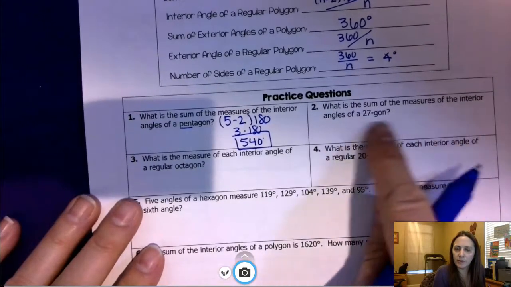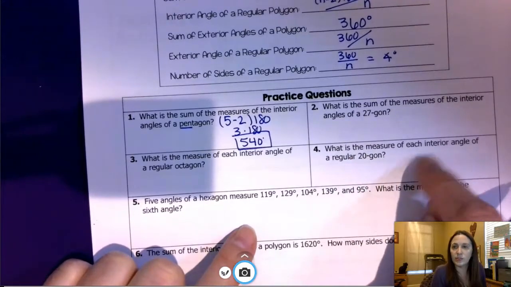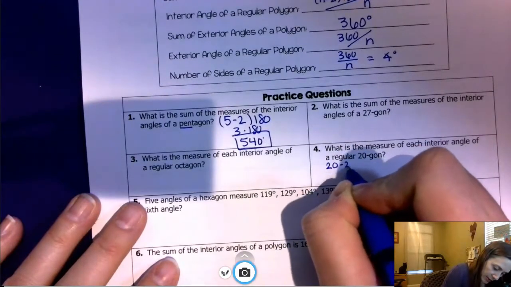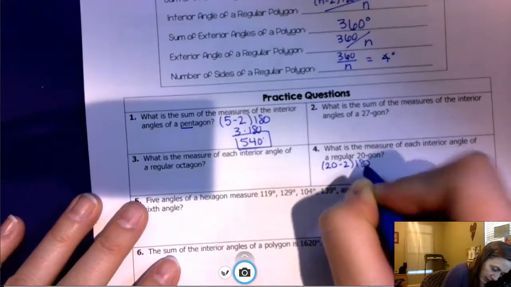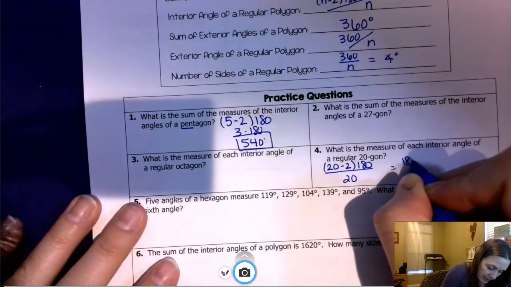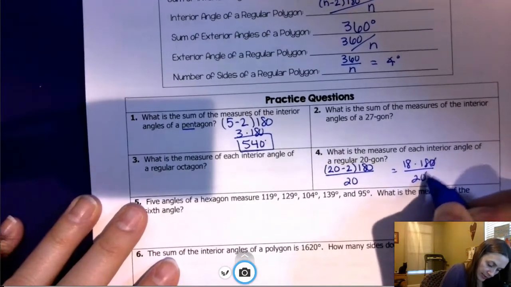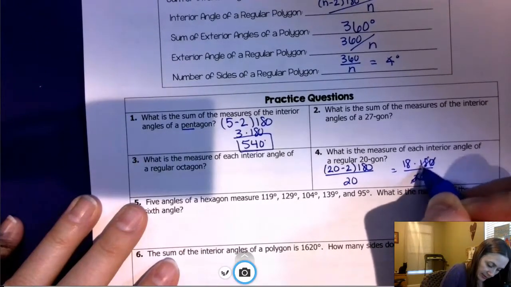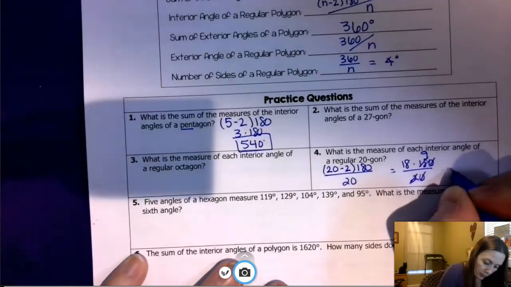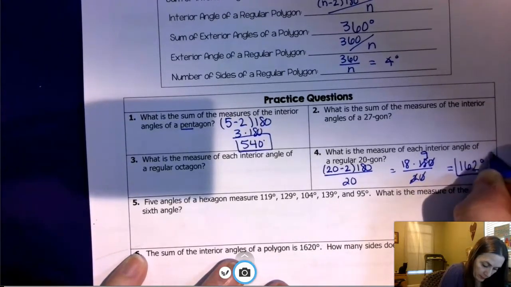The sum of the measures of the interior angles of a 27-gon, 27 minus 2. What is the measure of each interior angle of a 20-gon? Let's do that one. We'll do 20 minus 2 times 180, then I'm going to divide it by 20. Well, 20 minus 2 gives me 18, times 180, divided by 20. I can divide by 10. 2 goes into 18 9 times. So it's going to be 18 times 9, and I should get 162.